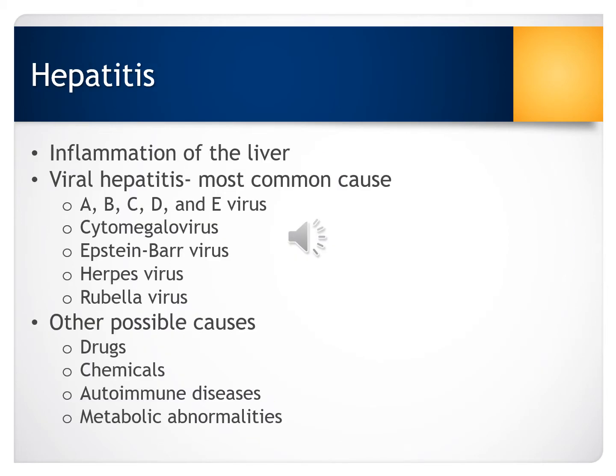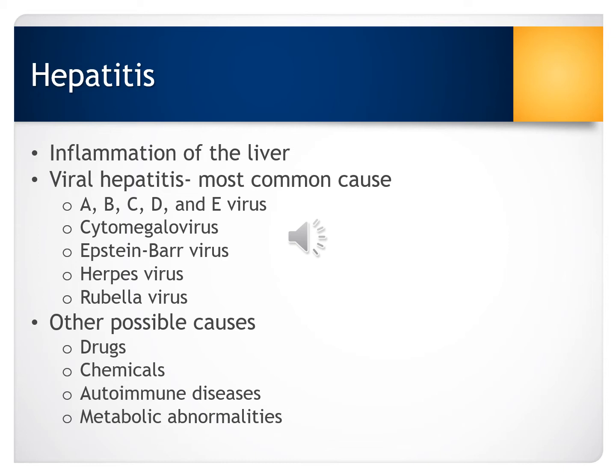Hepatitis is a broad term that means inflammation of the liver. Hepatitis is most commonly caused by viruses, but can also be caused by drugs, chemicals, autoimmune diseases, and metabolic disorders. The types of viral hepatitis are A, B, C, D, and E. They differ in their modes of transmission and their clinical manifestations.